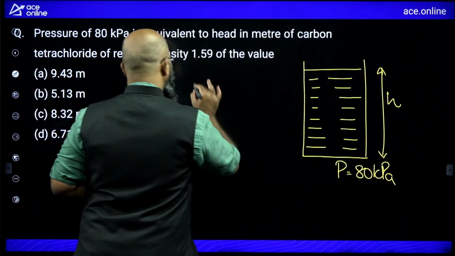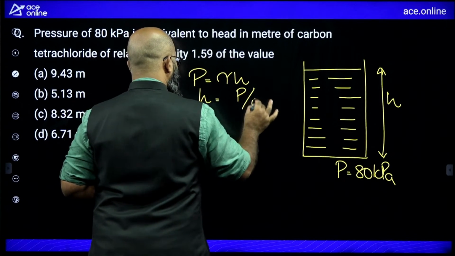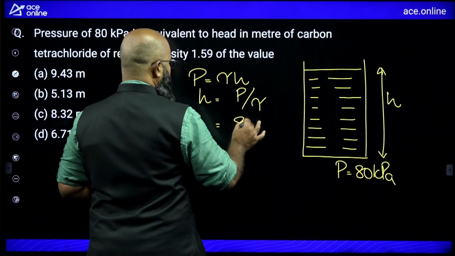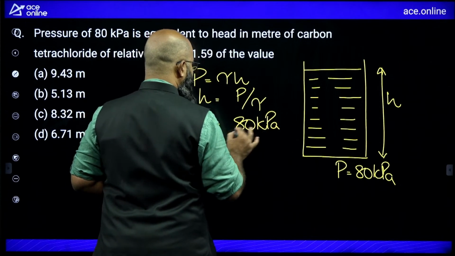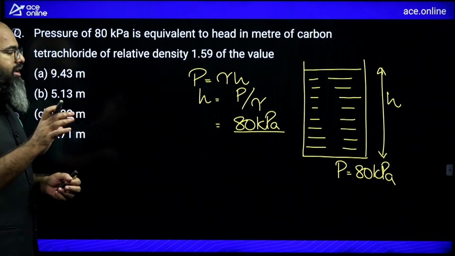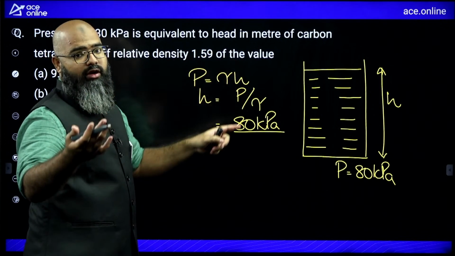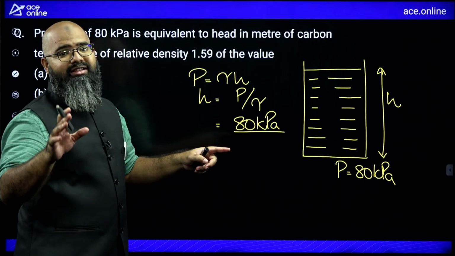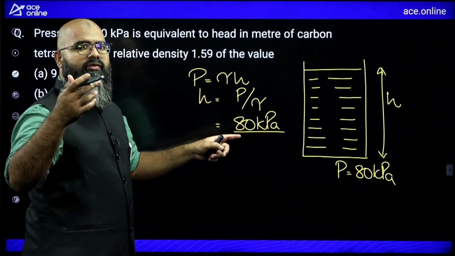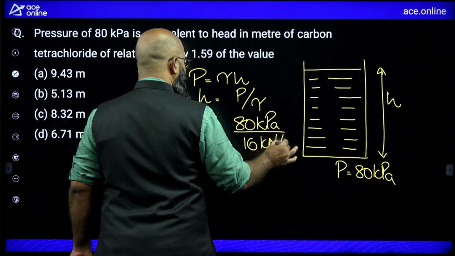Very simple. You can say pressure is equal to gamma times H. In other words, H is equal to pressure divided by gamma. Now pressure divided by gamma, what is pressure over here equal to? It is equal to 80 kilopascal divided by gamma is equal to. Now see, since I do not have a calculator, I am going to make slight assumptions over here. Gamma is supposed to be 1.59 times gamma of water. Okay, gamma of water strictly speaking is 9.81, but I'll assume 10. And 1.59 I'll assume 1.6. So this will give me 16 kilonewton per meter cube.